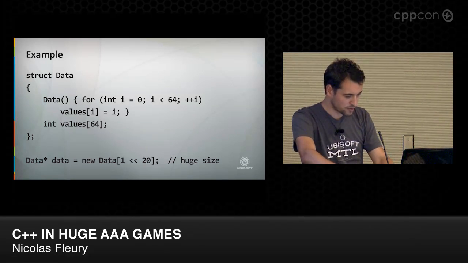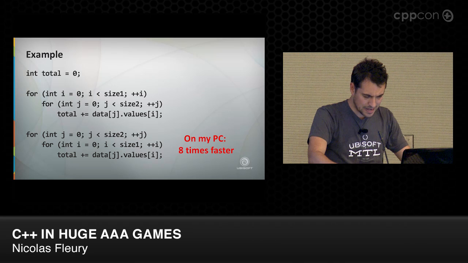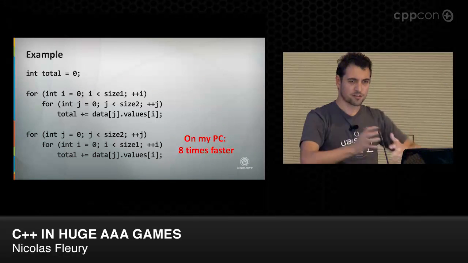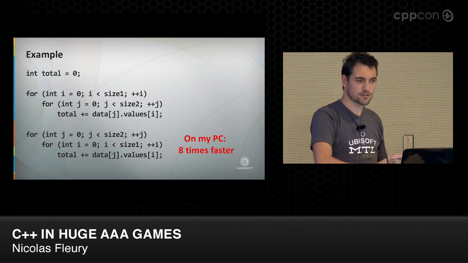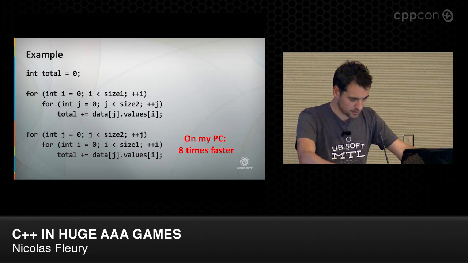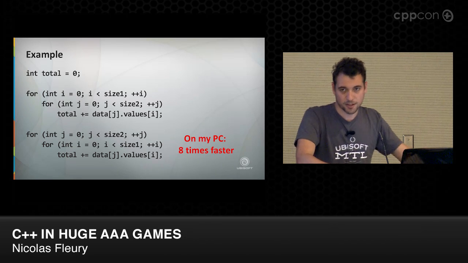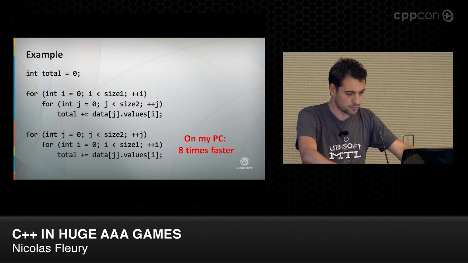And I have two different pieces of code doing the exact same thing. They are just calculating the total of all the values. I don't know if you expect these two to run at the same speed, or which one you expect to be faster. I've seen a lot of talks this week that assume that you know the answer to this. So if it's not your case, let me explain it. If I run this on my PC, the second example is running 8 times faster.